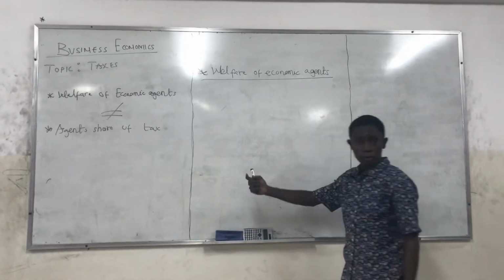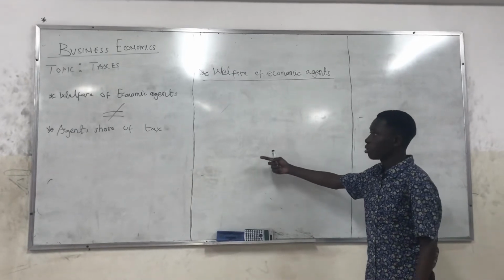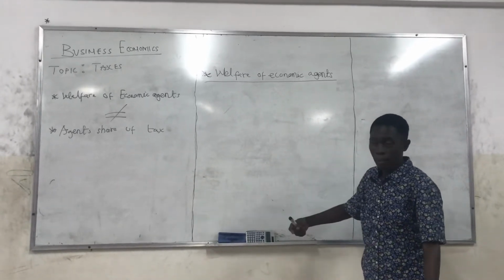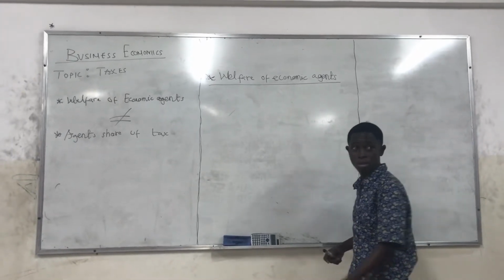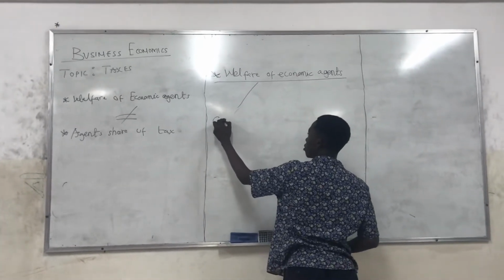So with the welfare of economic agents, we also have producer and consumer. But with that one, it's consumer surplus and producer surplus.